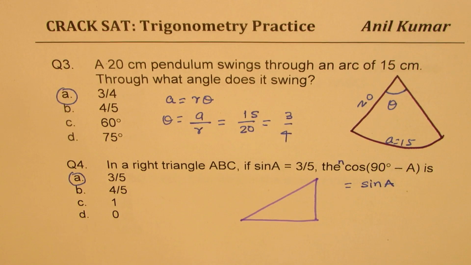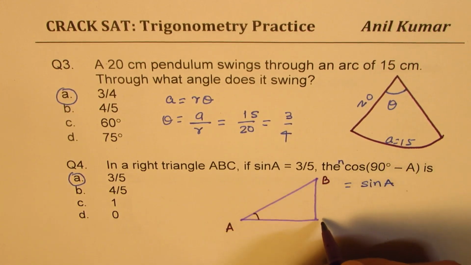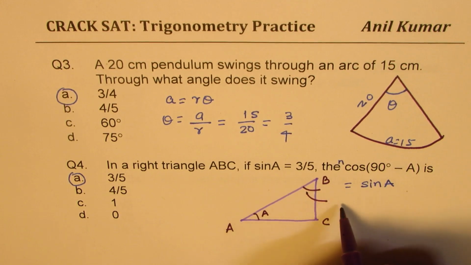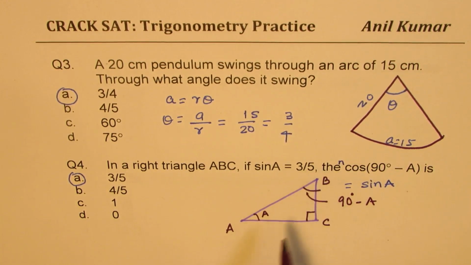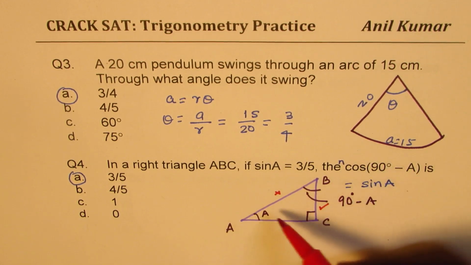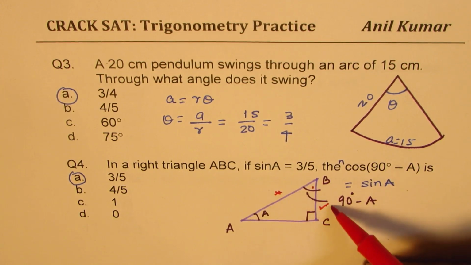So these are complementary angles, right? If I say this is A, this is B and C. So this angle is A, and this angle here will be 90 degrees minus A, correct? As you can see, sine A is the ratio of these two sides, and 90 minus A is B. So for cosine, it is the same ratio. Do you see that?